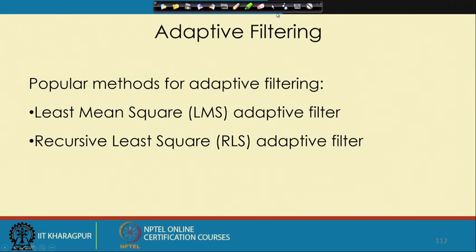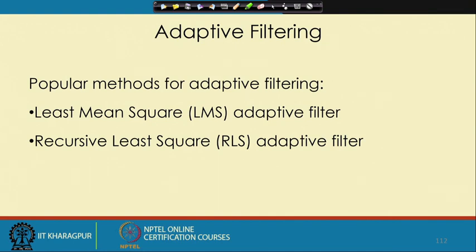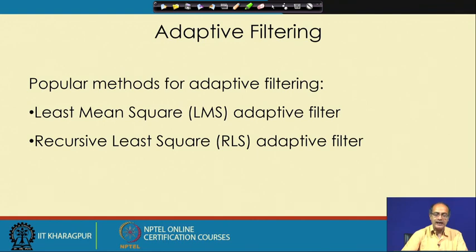Now, here we look at the different kinds of adaptive filters. There are two very popular adaptive filters. One of them is the least mean square algorithm, or LMS adaptive filter. The other one is the recursive least square adaptive filter, or in short, the RLS adaptive filter.